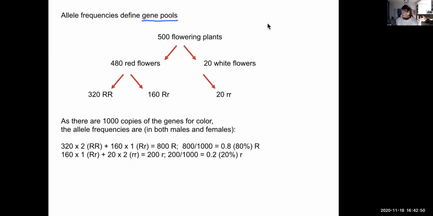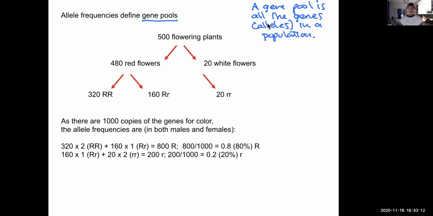Gene pools. A gene pool is all the genes, all alleles in a population. Do you remember what populations are? Have I explained that well enough? Units of evolution? Yes, units of evolution. And a population is an assemblage of organisms of the same species.